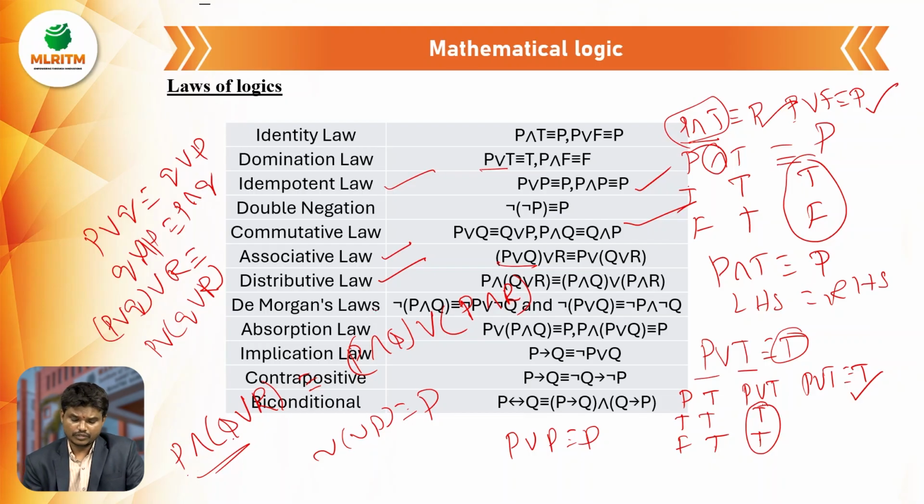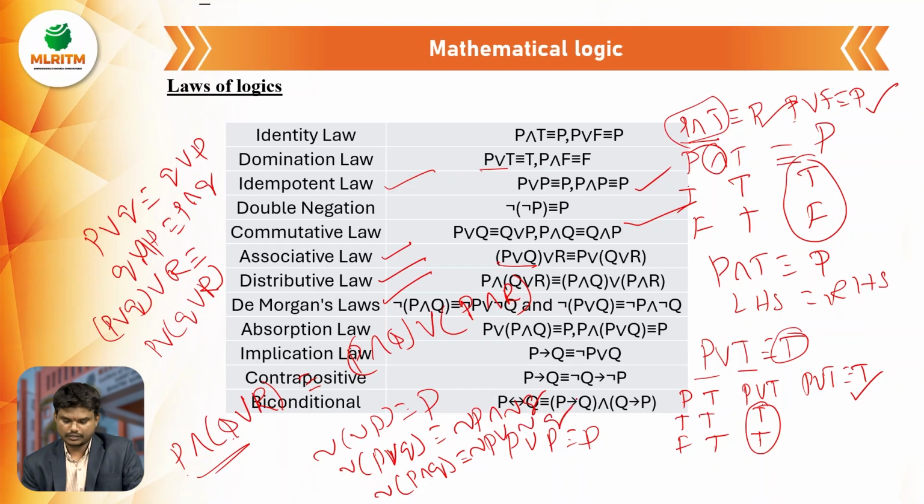Next, De Morgan's law. It is also called the negation removing law. Negation of P or Q is equivalent to negation P and negation Q, and negation of P and Q is equivalent to negation P or negation Q.